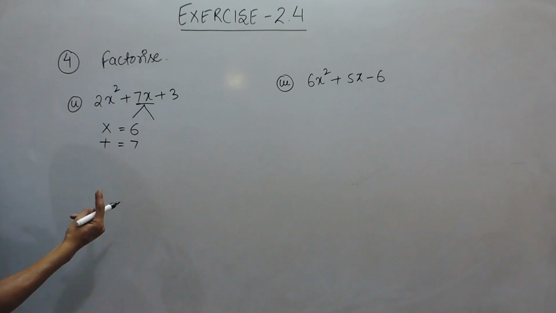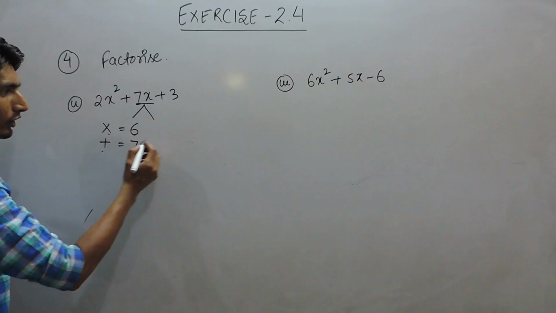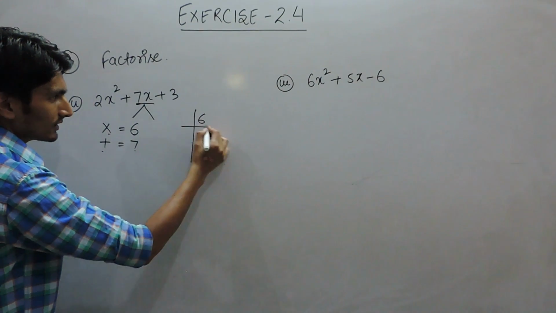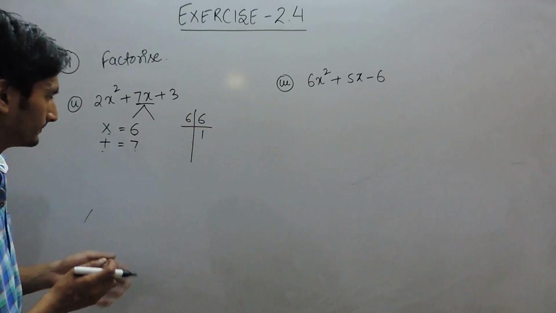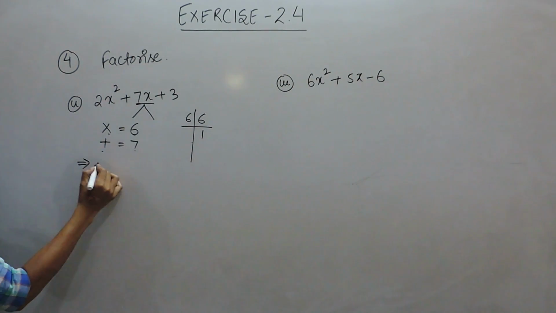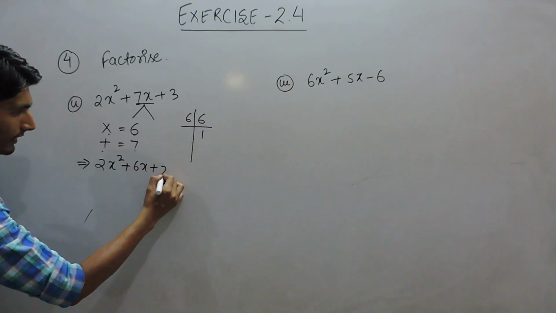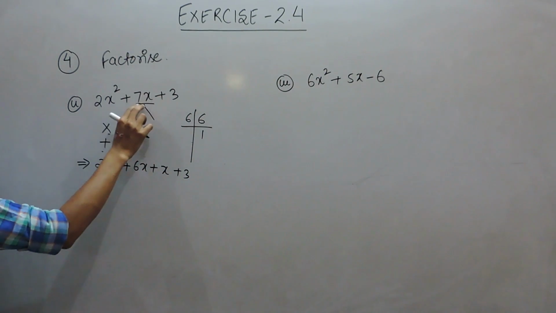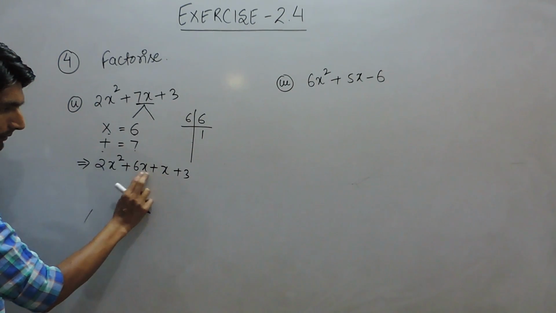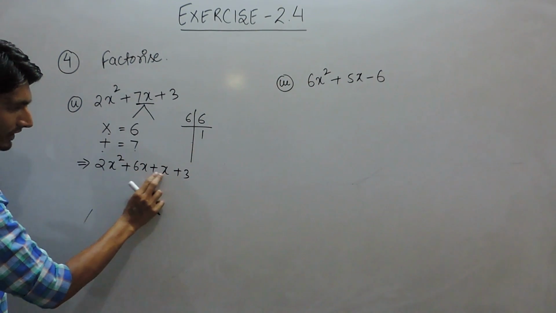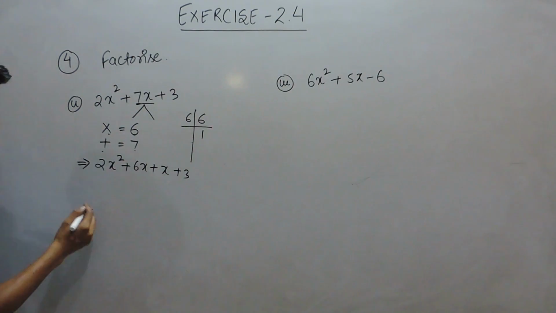So obviously, two numbers whose sum is 7 and whose multiplication is 6, for that you have to take the factors of 6, which is actually 6 into 1. So obviously these two numbers must be 6 and 1. So splitting the middle term, this must be 6x plus x plus 3. So 7x has been split in two parts, 6x and x, whose sum is equal to 7x and whose multiplication is equal to 6 into 1, which is actually 6.